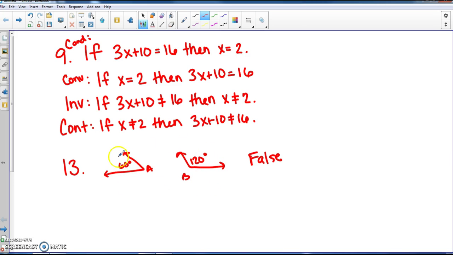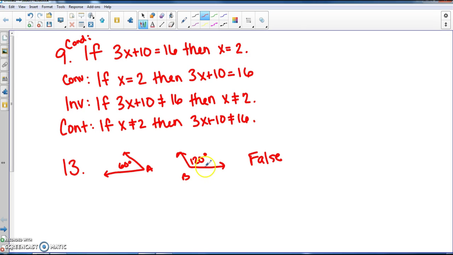And so this is a case where a picture counterexample would probably work best. I mean, you could explain it out where you say, well, if angle A was 60 degrees and angle B was 120 degrees and they were non-adjacent, but I wouldn't do all that writing. I would just do a picture counterexample. Okay? Then we had 19.